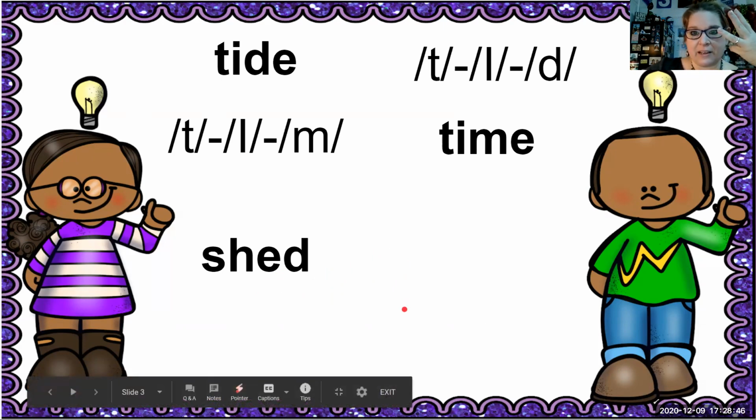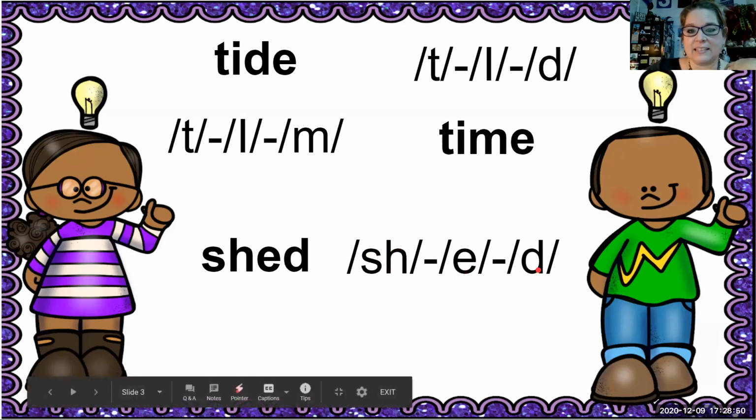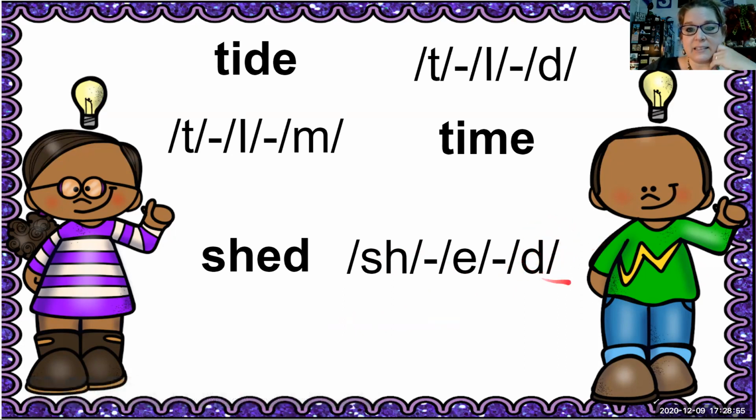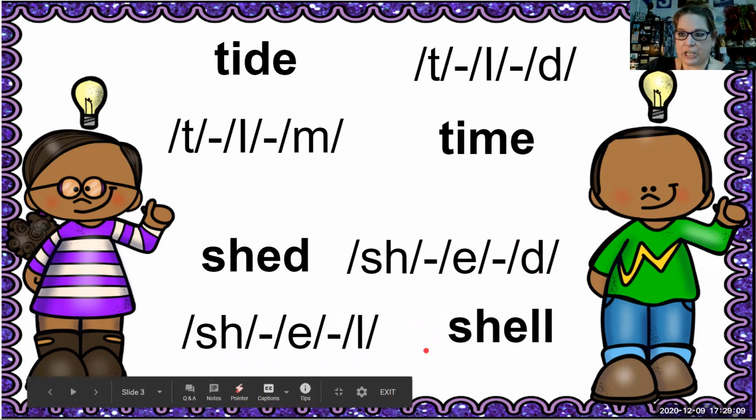I hear three sounds. I hear ed, sh, ed. Good. So we're going to take this last sound, the final consonant sound, and we're going to change it to l, l. So now we have l. What's our new word on the curve? It is shell. Very good. Okay. Now I can flip to the next slide.